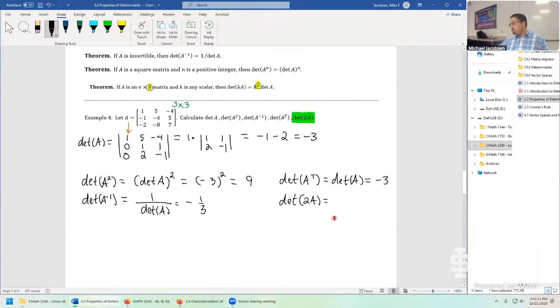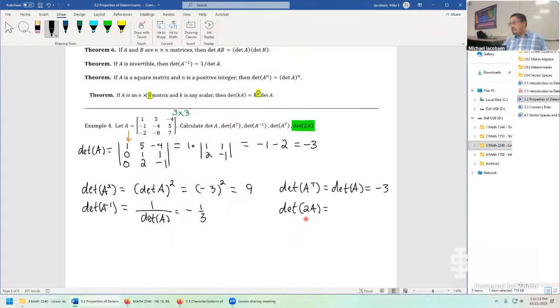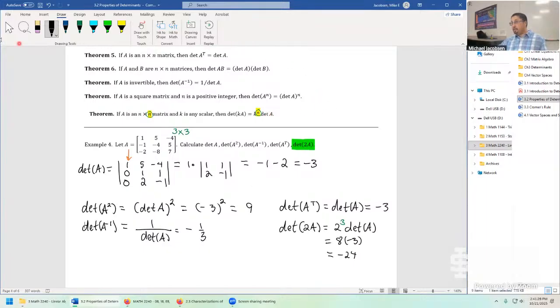So we get all together, determinant of 2 times A is 2 to the power of 3, multiplied by determinant A. So this becomes 8 times -3, for a -24 altogether. That's a pretty quick tour through just about everything here that we saw, all these properties. Any questions at the moment, calculating any of those?